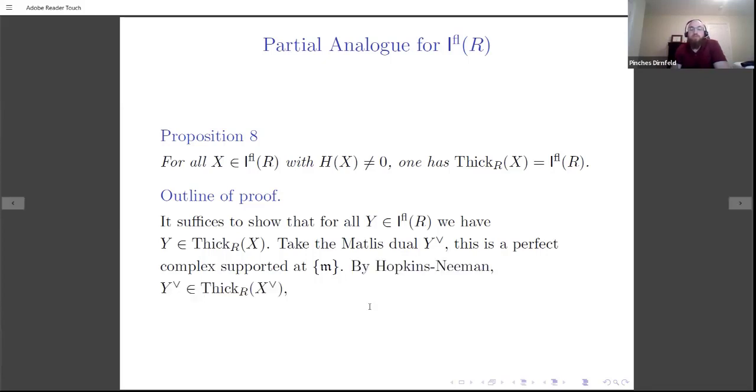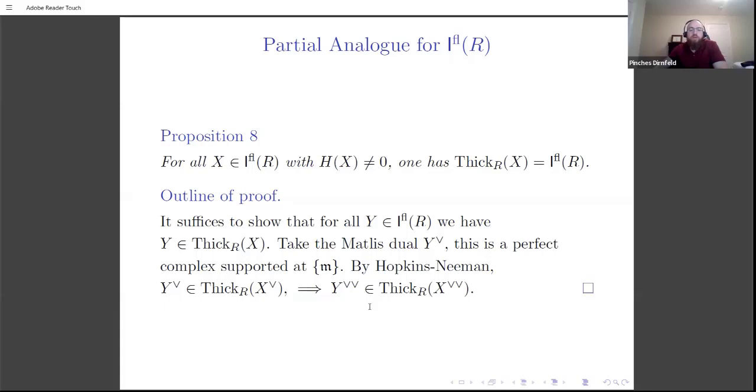By happenstance, YV is contained in the thick subcategory generated by XV, right? But then I apply the Matlis dual again, so I get that YW is contained in the thick subcategory generated by XW, because this is an exact functor. And of course, when you take the double Matlis dual of any complex, you get back the completion.